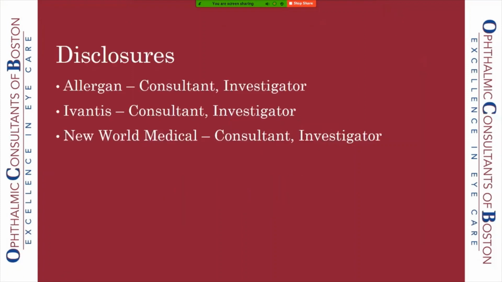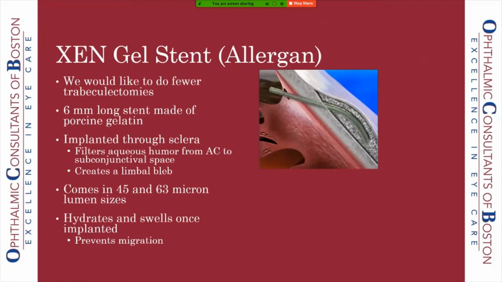These are my disclosures. The Zengel stent is manufactured and distributed by Allergan. It is a 6 millimeter long stent made of porcine gelatin, and it is implanted through the sclera such that it can then filter aqueous humor from the anterior chamber to the subconjunctival space. It does create a limbal bleb, and this draws comparisons to the trabeculectomy.